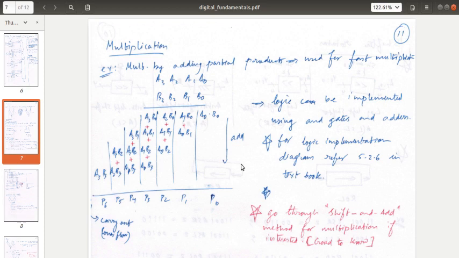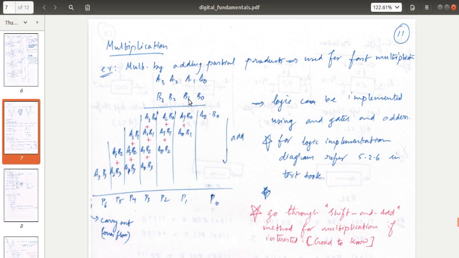So consider the multiplication of these two 4-bit numbers, A3, A2, A1, A0, which is A, and B3, B2, B1, B0, which is B. So how do we multiply these two? First we multiply B0 and A0, we write it here. Then we multiply B0 A1, we write it here. Then B0 A2, write it here. B0 A3, write it here.